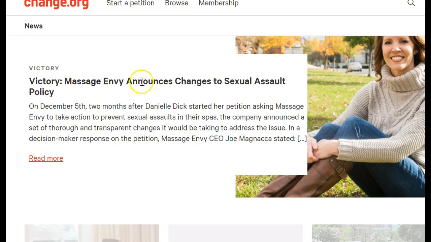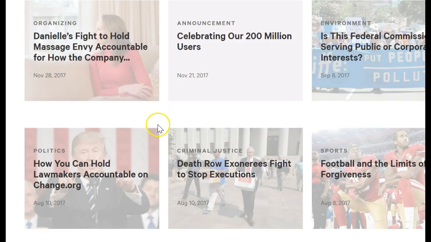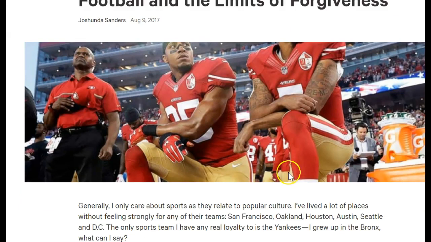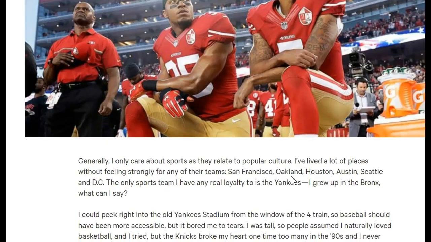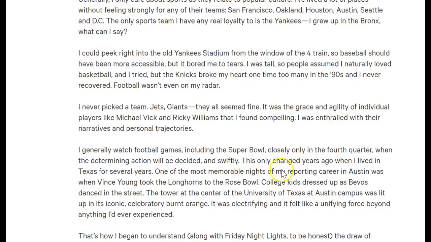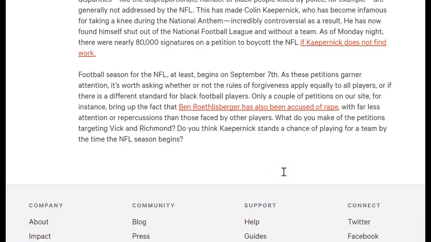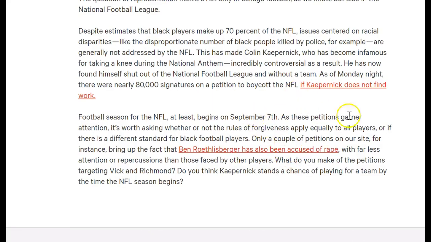Victory. Massage Envy announces change of sexual assault policy. Football and the limits of forgiveness. That's the whole issue with these wusses, these cowards kneeling the flag. I mean, they don't even know what they're doing, right? And it's obviously left wing stuff, right?